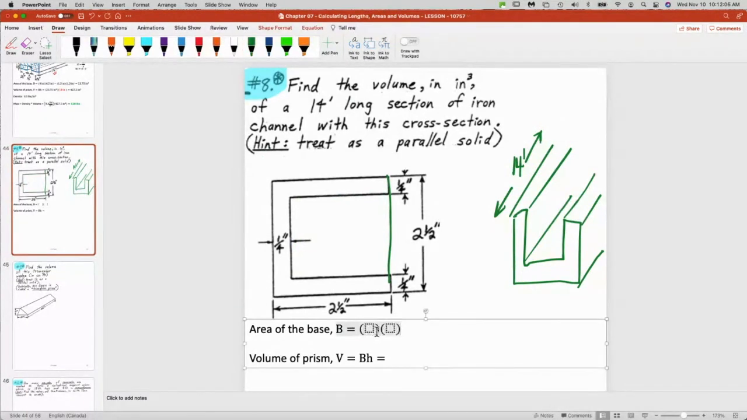So the larger shape is 2.5 inches by 2.5 inches. And then we're going to deduct the hollow part. The hollow part is going to be a little bit more annoying. So perhaps I can get some assistance from you with that. We need this guy here, and we also need this length here.